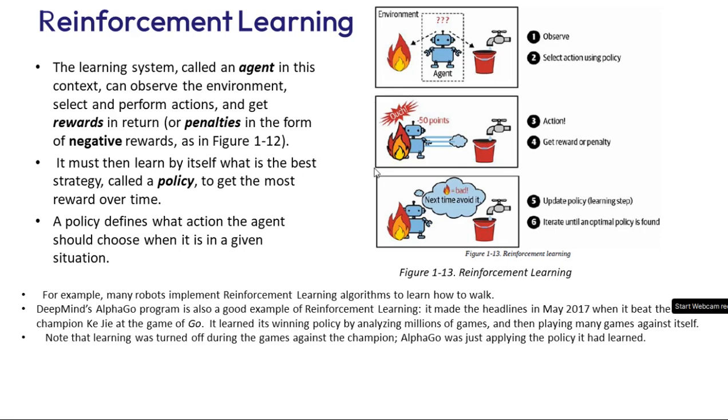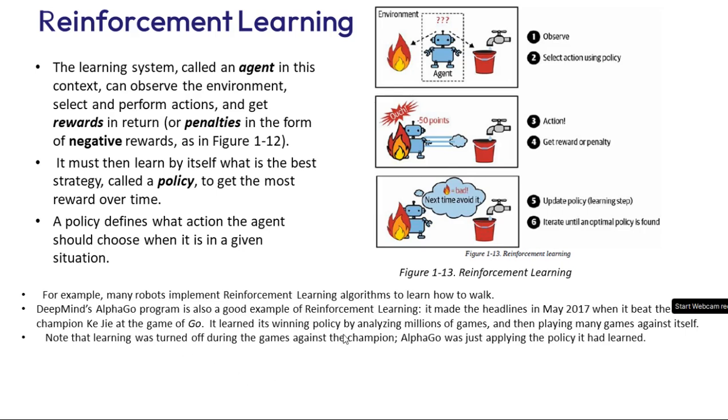Another very good example is DeepMind's AlphaGo program, right? It's a very good example of reinforcement learning, where it made headlines in May 2017 when it beat the champion in the game of Go. So here it learned, right? The algorithm was allowed to learn the policies, and it was made to learn millions of games, and any time it made mistakes, it was given penalties and it was updating its policy.